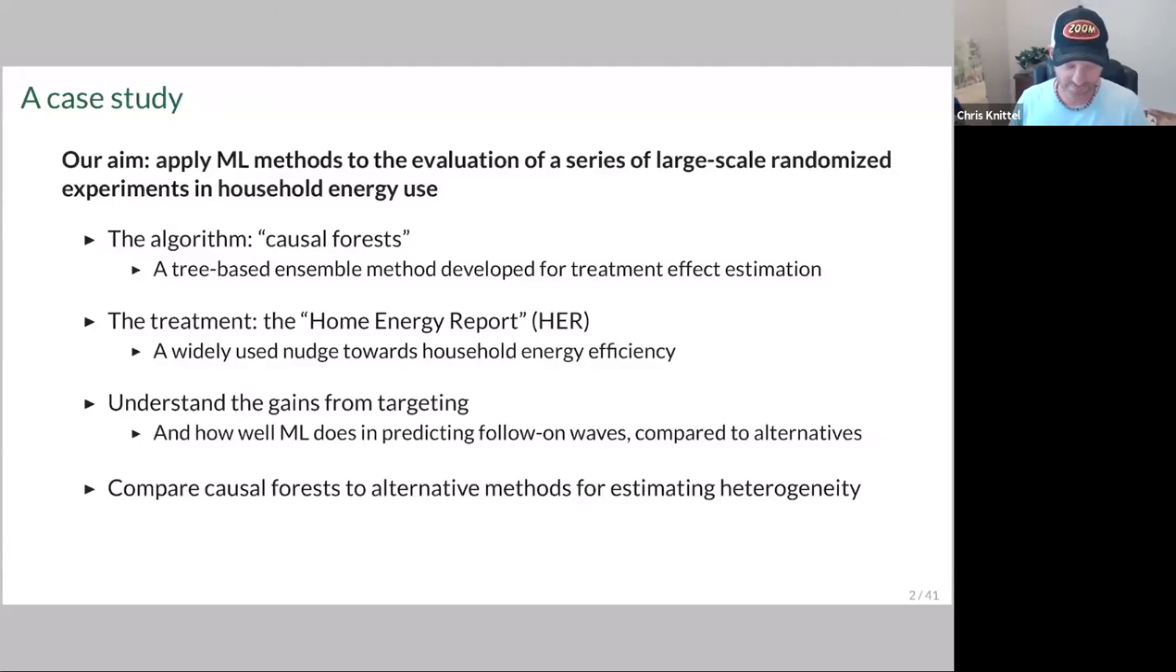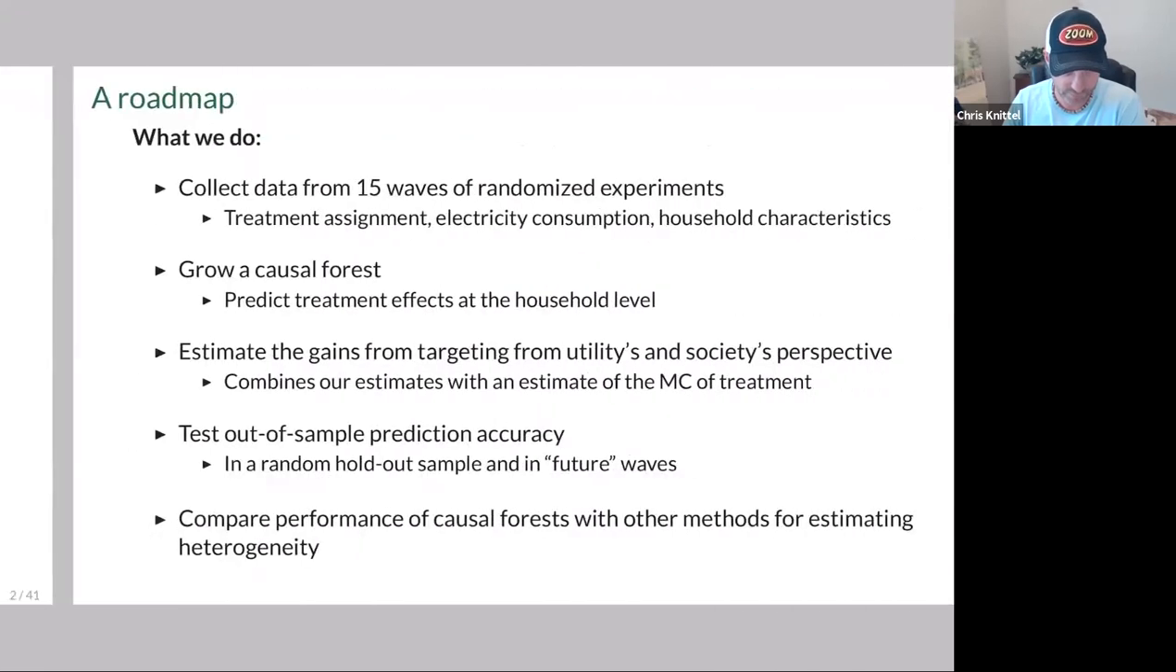In fact, Meredith Alley discussed this paper recently, and her line was, when I first thought about this paper, I asked myself, do we really need another O-Power paper? Her conclusion was we did, so I'm going to take that conclusion and run with it. And ultimately, the goal is going to be to understand what these gains from targeting are, as well as whether or not the causal forests outperform alternative techniques.